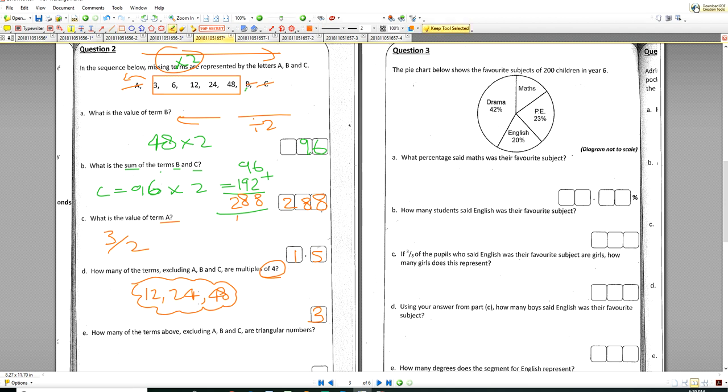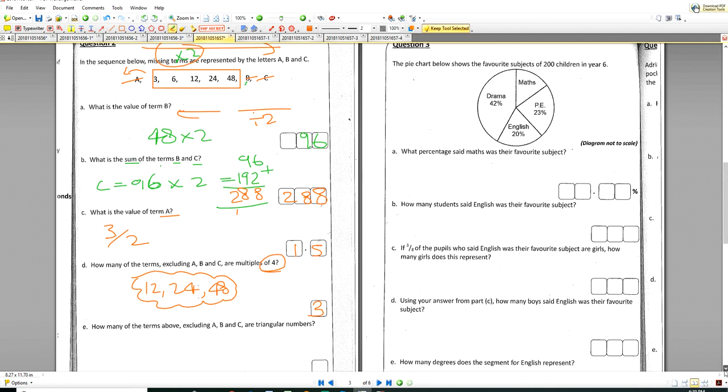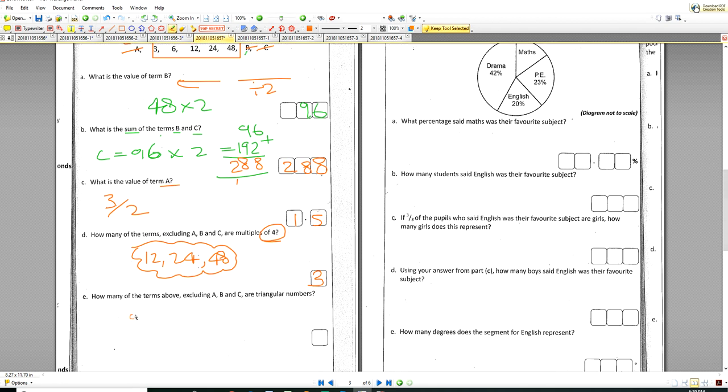Now, triangular numbers are numbers that come from the pattern of triangles. So, for example, you have like this. The first triangular number is 1, then it is 3, and then we add another layer on, then that becomes 6, then we add another layer on top, that becomes 10, then 15, then 21, and so on and so on. So let's have a look. 3 is a triangular number, and so is 6. If you look in our pattern, we have 3 here and 6 there. So that will give us an answer of 2 of them are triangular numbers.